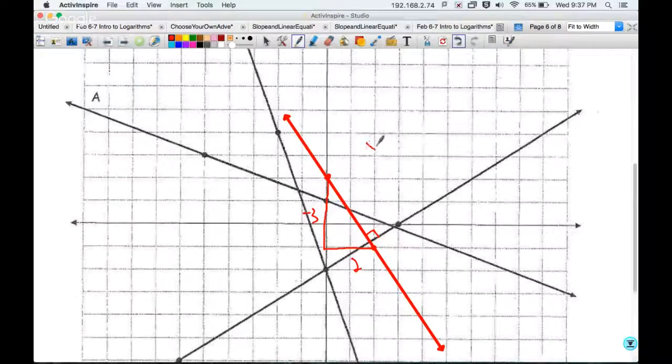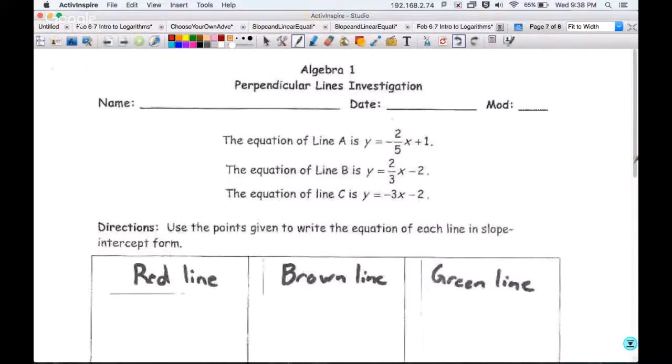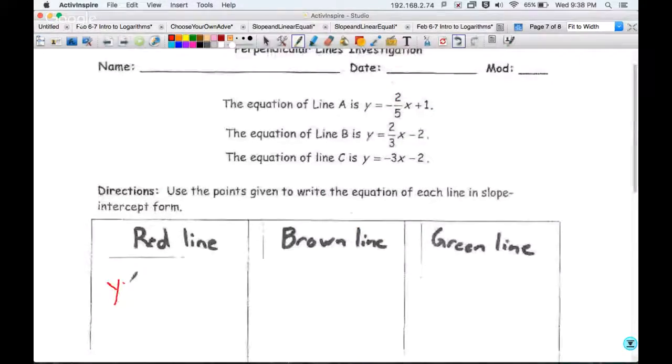Rise over run is y equals negative 3 over 2x. And then the y-intercept is up 1, 2 from the origin where it crosses, so plus 2. Let's fill that in. Y equals negative 3 over 2x plus 2. And that one was perpendicular to line B. So maybe I'll just draw an arrow right there.